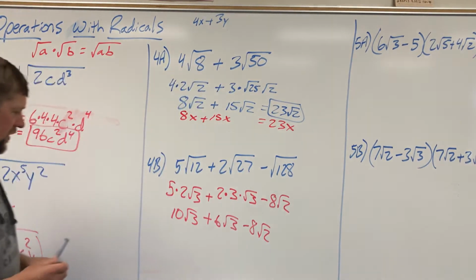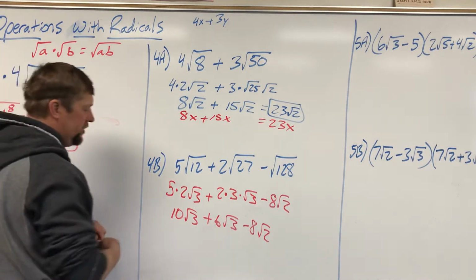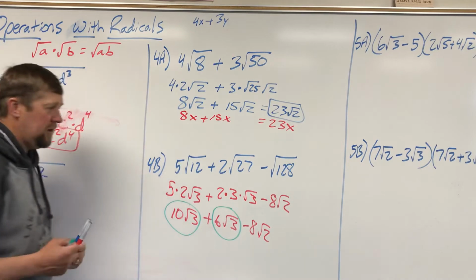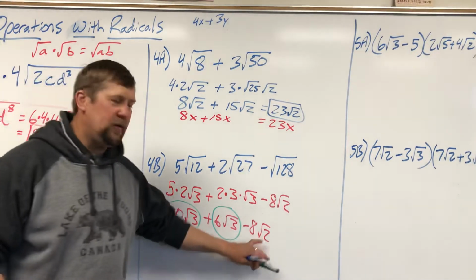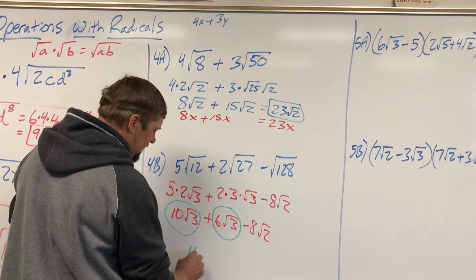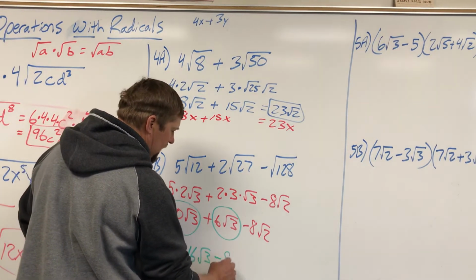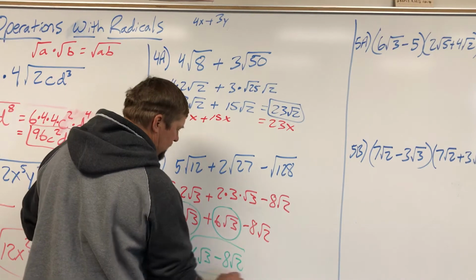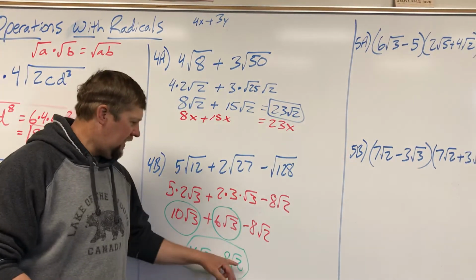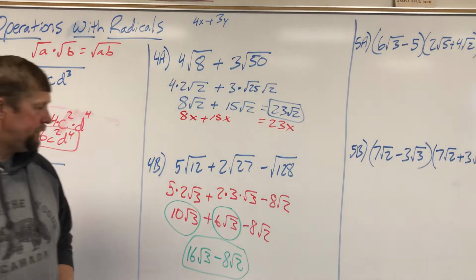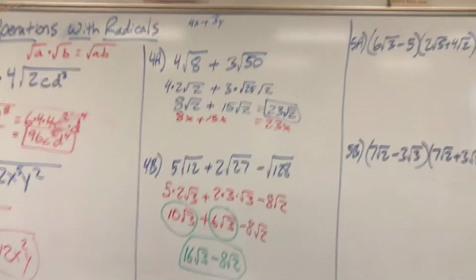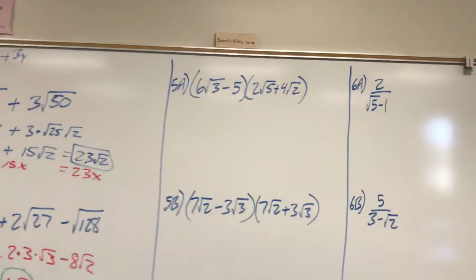If you notice here, the two terms that are like are 10 square root of 3 and 6 square root of 3. The 8 square root of 2 is not like them, so our answer is 16 square root of 3 minus 8 square root of 2. That's as simple as it gets. You cannot add the square root of 3's and the square root of 2's. They are not like. So when you're adding radicals, make sure you are only adding like radicals.